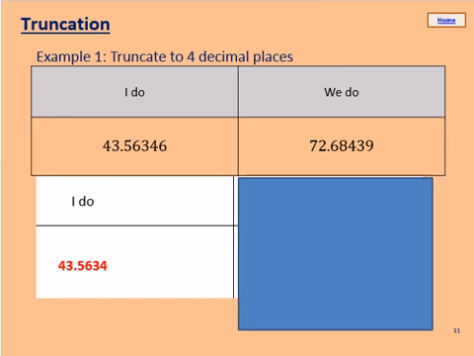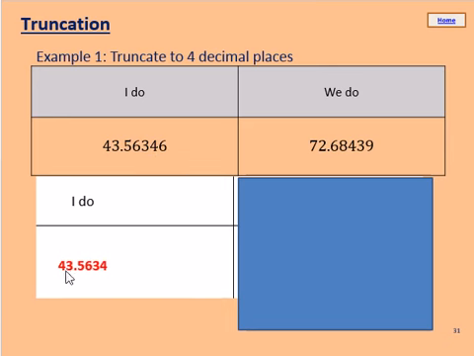So truncation, we come to our first I do and we do, and the first example is asking us to truncate to 4 decimal places. Now what it means to truncate to 4 decimal places, essentially it means we count up to 4 decimal places, so we've got 43.5 is 1 decimal place, 2 decimal place, 3 decimal place, 4 decimal place is this number. And when it says truncate to 4 decimal places, it essentially means we're going to draw a line after 4 decimal places and ignore everything after that.